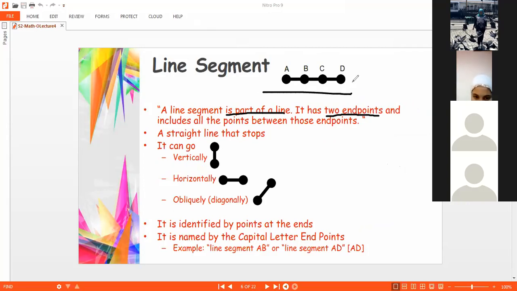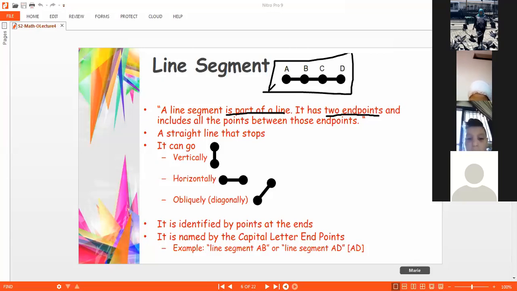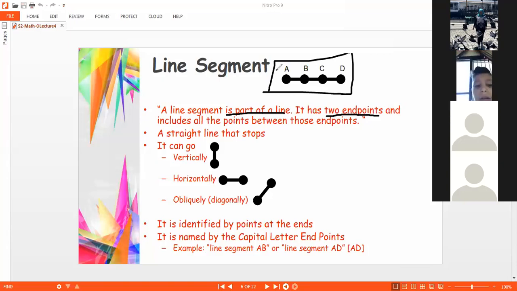Look at this figure. What's the beginning of the line? End point. Where does the line start? From A. Where does it end? D. So it starts at A and it ends at D. So it has a beginning and it has an end. So it is a segment.